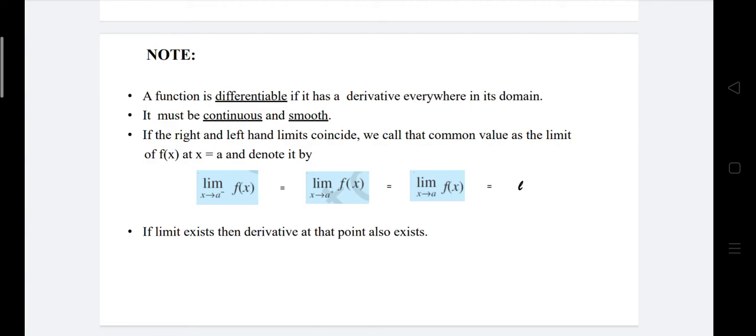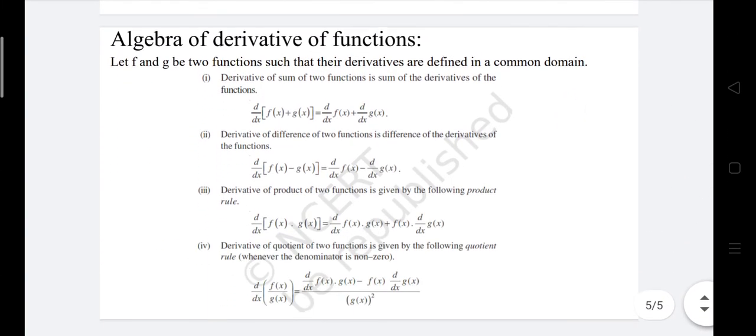Only if the limit exists at a certain point does the derivative also exist. These are interlinked with each other, so don't forget this concept. Limit and derivative both are interlinked. Limit always tells about the smoothness or continuity, and derivative tells about the changes of the function. Finally we can give the conclusion like this: if the limit exists, then the derivative also exists. Otherwise you cannot. If the limit does not exist, how can you calculate the derivative? So remember this also.